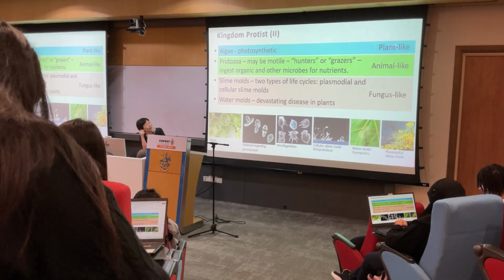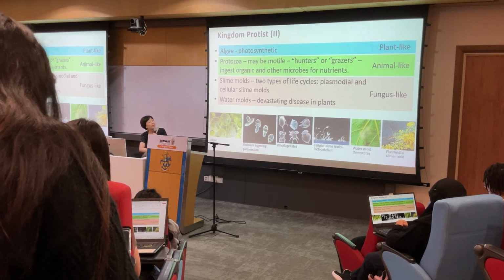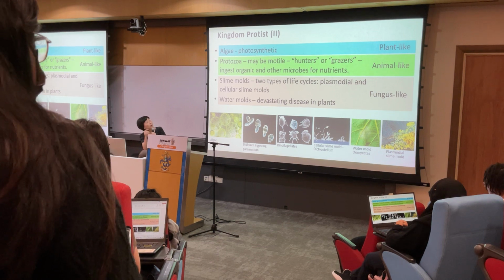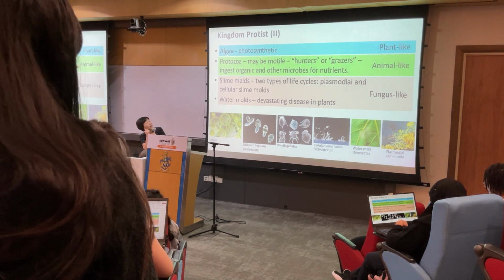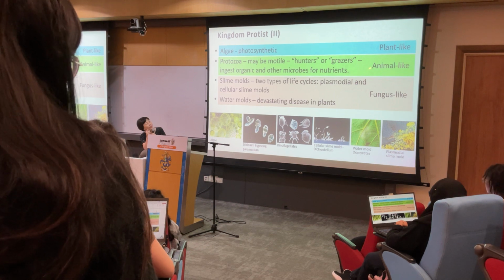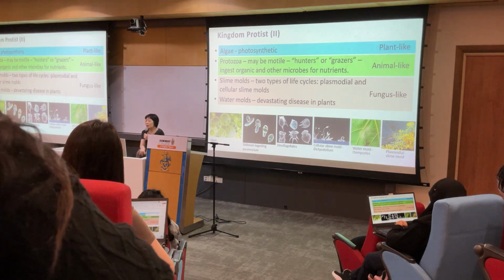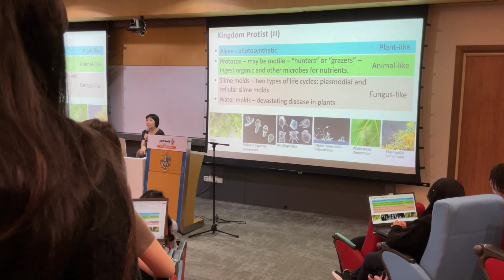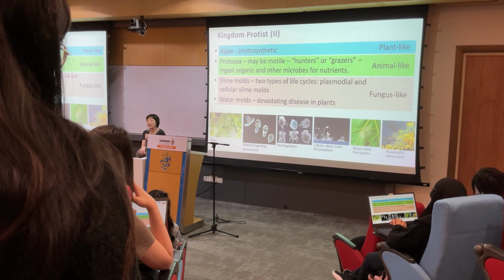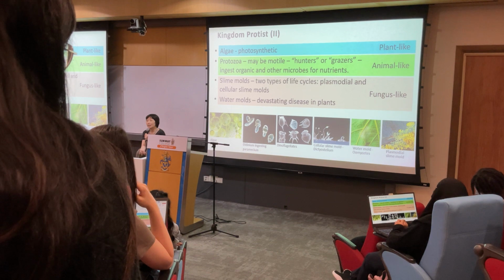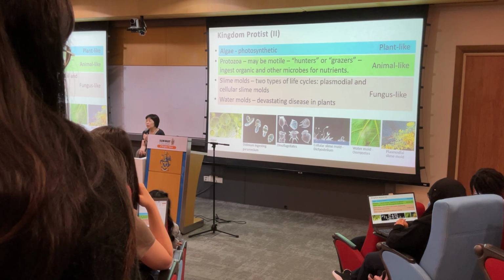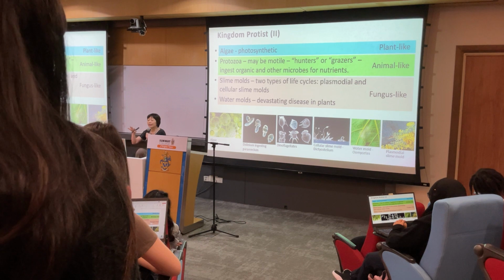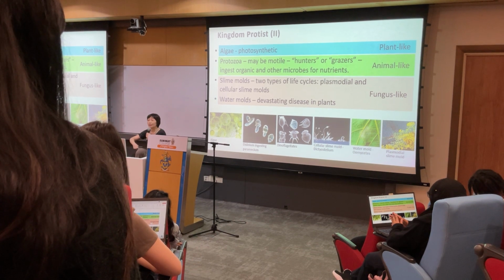And they can also be classified into plant-like, animal-like, and fungus-like. So the plant-like, of course, is the algae. Those algae can undergo photosynthesis, so they call them plant-like. Protozoa are the ones that cannot synthesize energy by themselves. They are also seen as fungus-like. They need to take nutrients from others. They are more motile, they can move, and they eat other organisms smaller than them. Anything smaller than them, they eat.